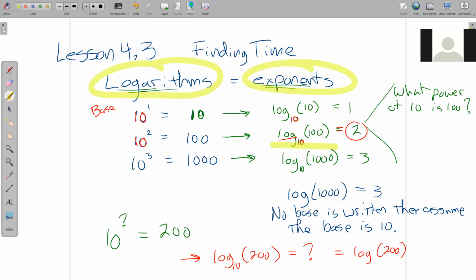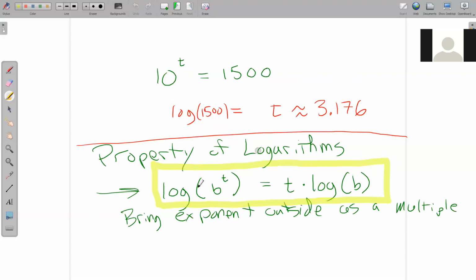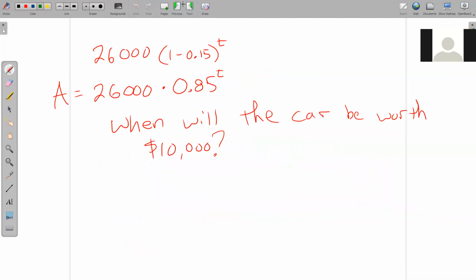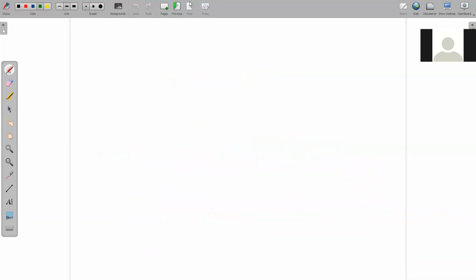All right, so let's use this power rule here. So this is called the power rule because it manipulates the power. So I should write that down. Log power rule. Super important. All right, suppose we have an equation like 3 times 2 to the power t is equal to 21. And we want to solve for t here.